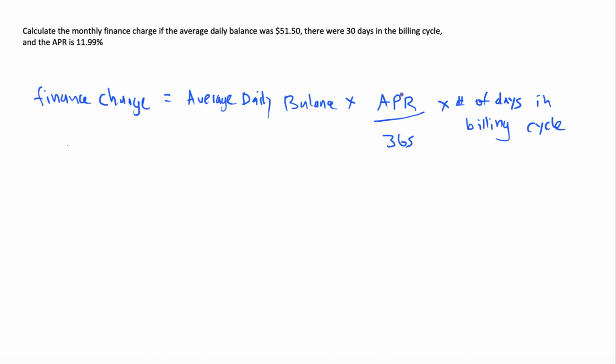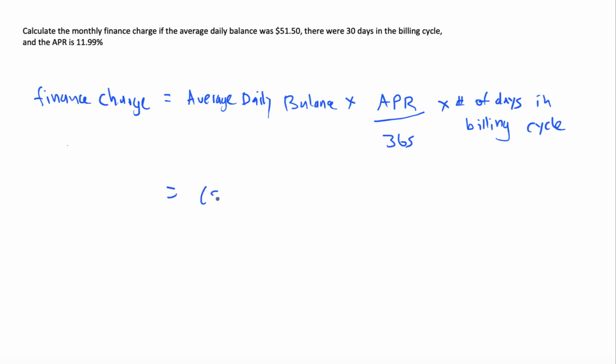This essentially gives us the daily rate, the percentage of interest that we'll be paying each day, but then we need to multiply by how many days there are in the billing cycle. So by doing this, we will get the finance charge, which is essentially the interest that we will have to pay. Now in this case, we already have all the information, right?